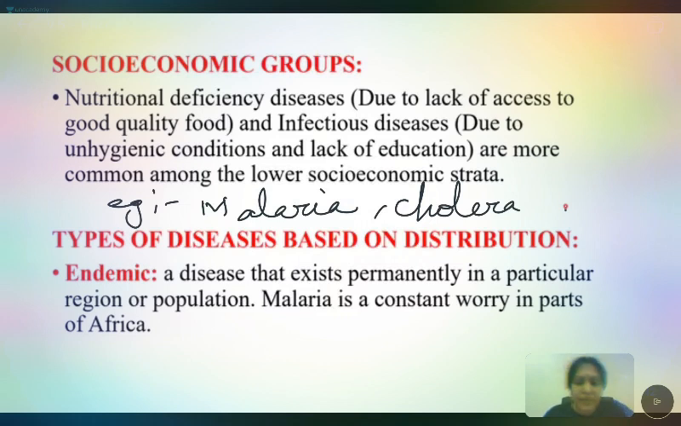Again, these days everybody knows this. Endemic diseases: diseases that exist permanently in a particular region or a population. For example, malaria is a constant worry in parts of Africa. Is it clear? Endemic disease clear? And you might have read in the newspapers that we are waiting for the time when COVID-19 becomes endemic. COVID-19 still did not become endemic, unfortunately.